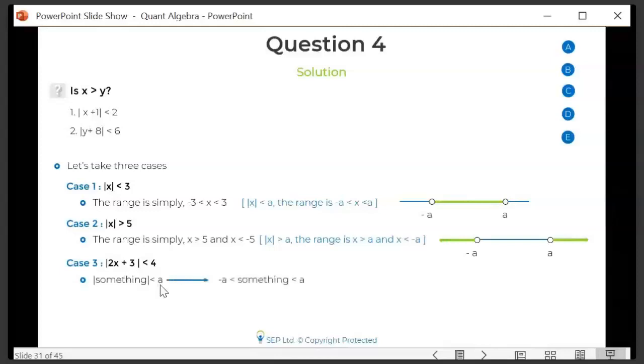Here your something is 2x plus 3 is less than 4, so you'll say that your range is between minus 4 to 4, and you have 2x plus 3. So whatever is inside will be written like this, and it will be within the given range minus 4 to 4. After that, you need to simplify for x. So you need to subtract 3 both sides, divide by 2, and that gets the range, which is this. So you're not doing anything special. If you remember case 1 and case 2, that is all you're going to apply everywhere. So keeping this in mind, let's very quickly solve the question.